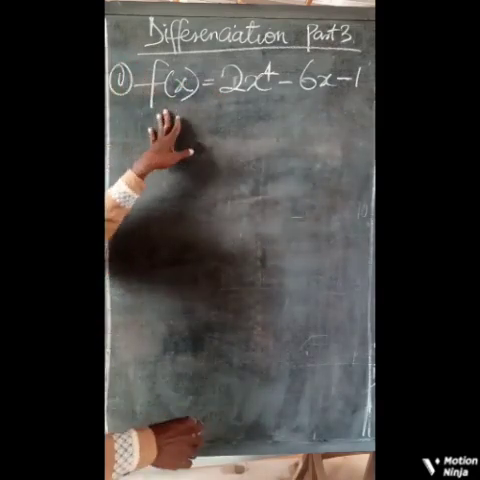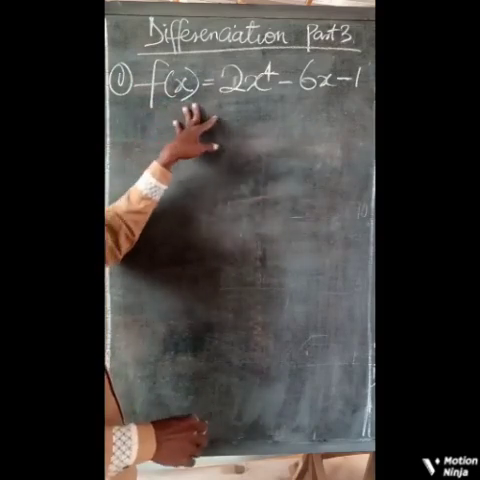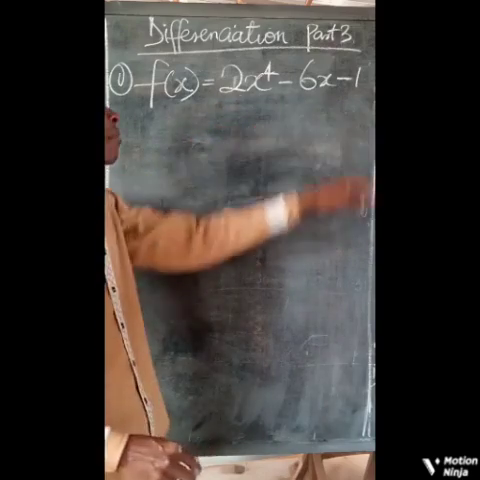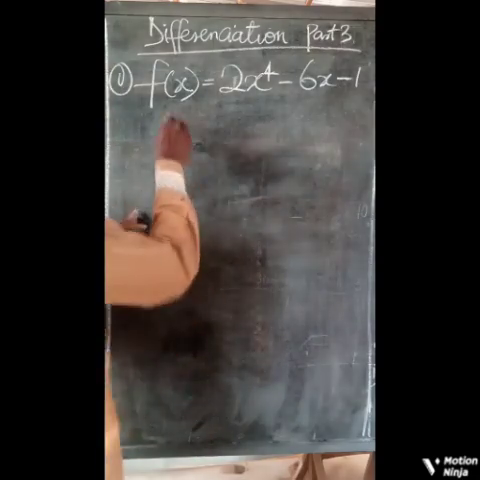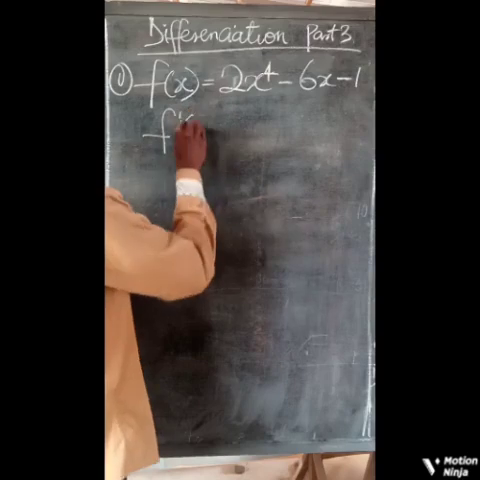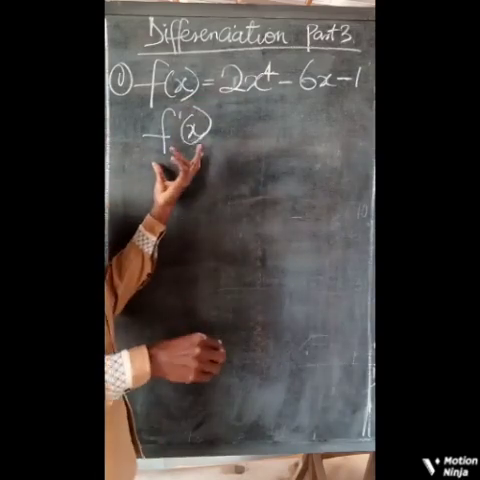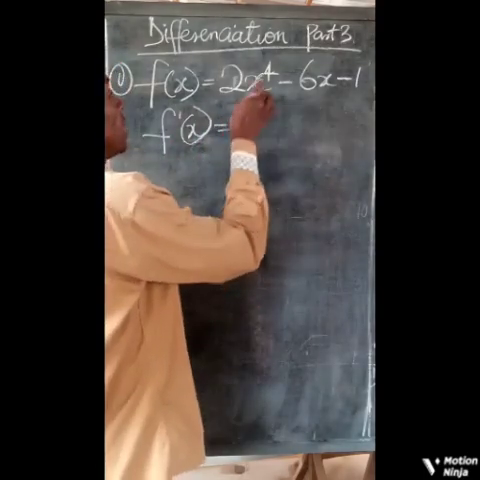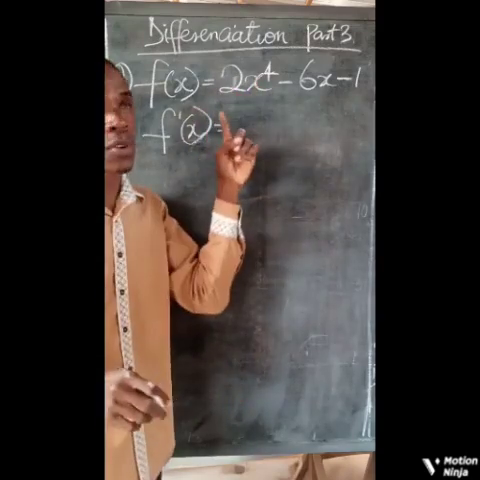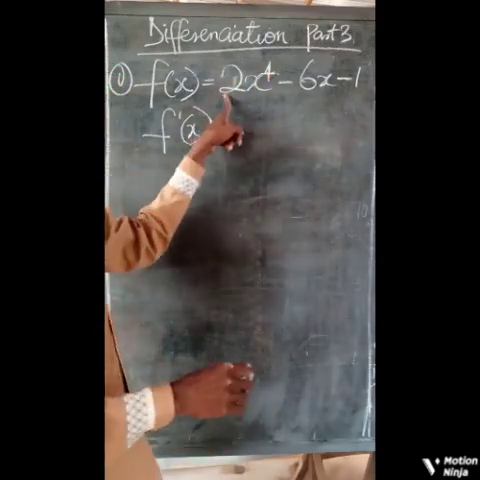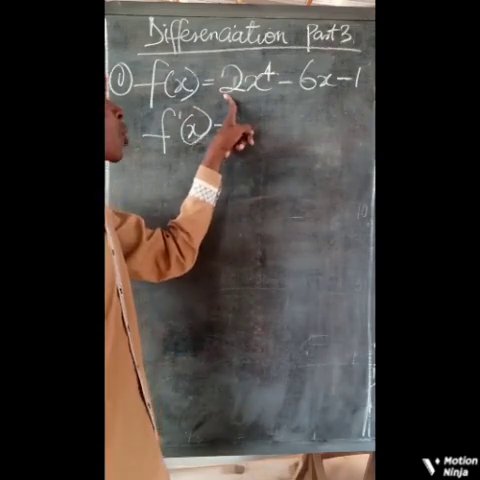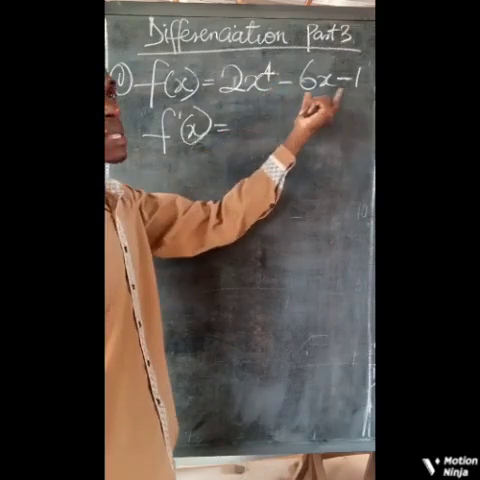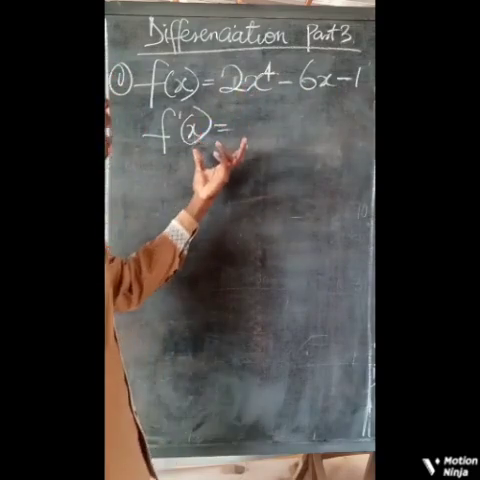Now find the derivative of the function f(x) equal to 2x raised to the power 4 minus 6x minus 1. What do we do? The f derivative will be equal to, the first thing, there are principles that govern this. Multiply the power with the coefficient of x, then subtract 1 from the power. You apply it here, here, and here. So these are three terms that we have here.